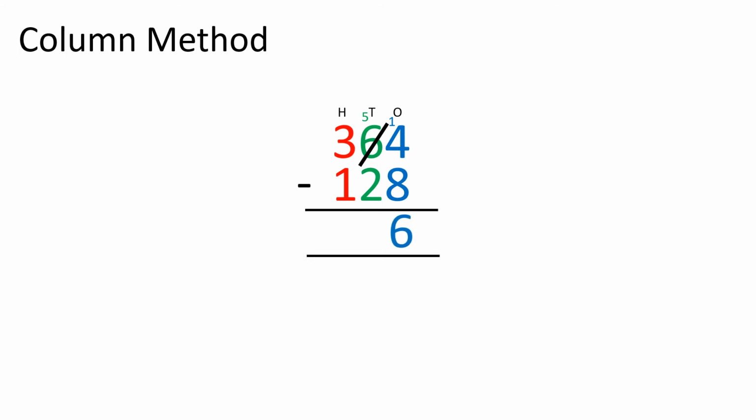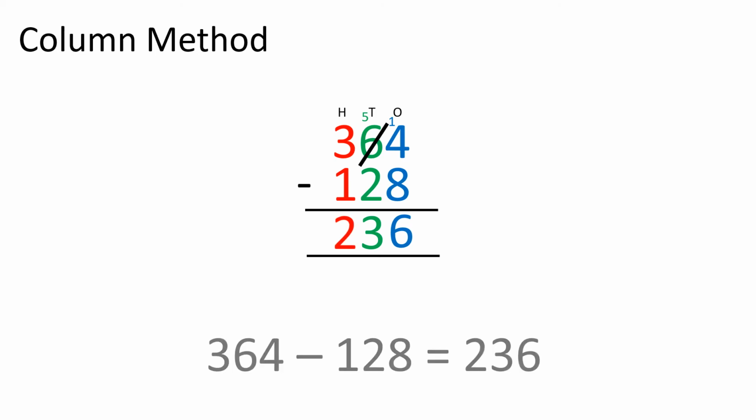Then, we calculate 5 tens subtract 2 tens, which is equal to 3 tens. So we put 3 tens in the tens place. Finally, 300 subtract 100 is 200, so we put a 2 in the hundreds place. Therefore, 364 subtract 128 is equal to 236.